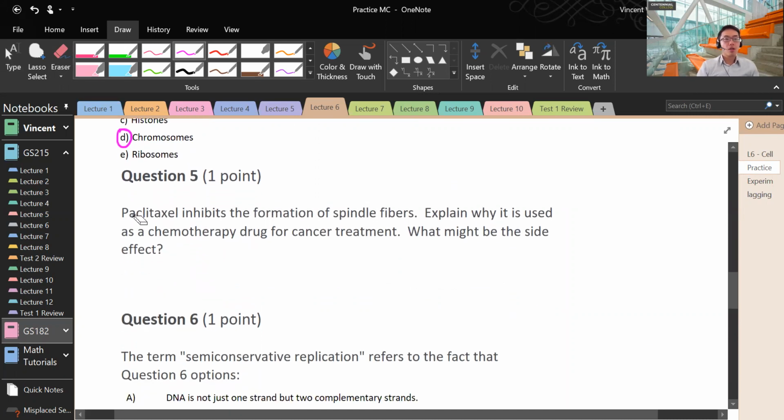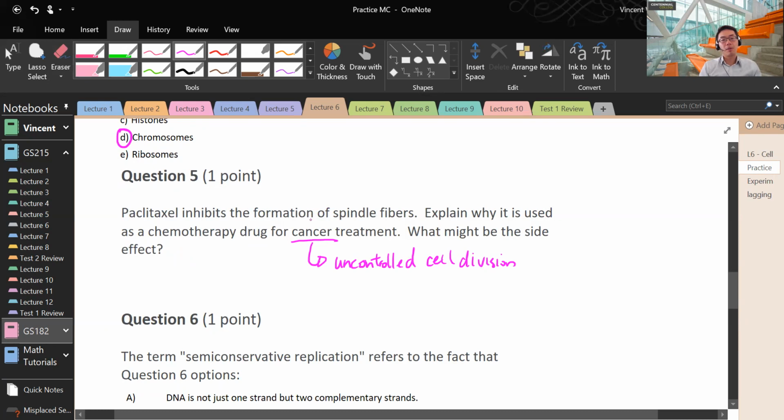Okay, this one, let's talk about this. There's a drug called, I have trouble pronouncing this, but I think it's paclitaxel, maybe. So this paclitaxel drug inhibits the formation of spindle fibers. Explain why it is used as a chemotherapy drug for cancer treatment and what might be the side effect. So cancer is basically uncontrolled cell division. It just keeps on dividing and dividing and dividing. It just keeps on undergoing mitosis.